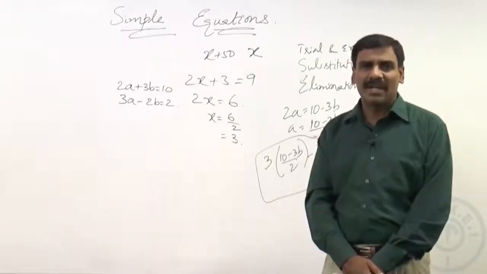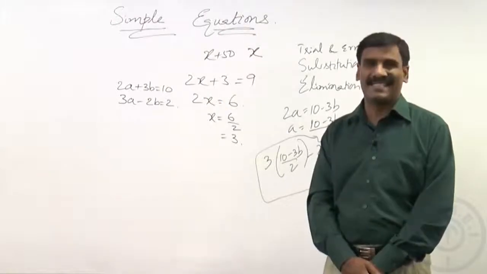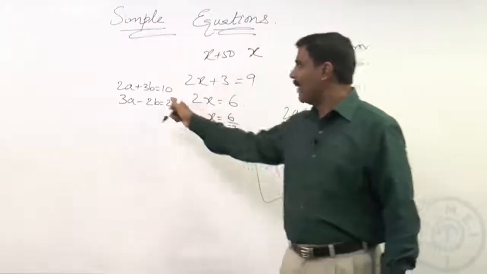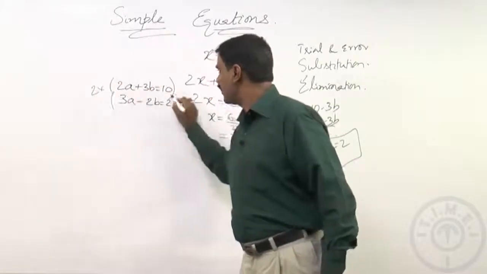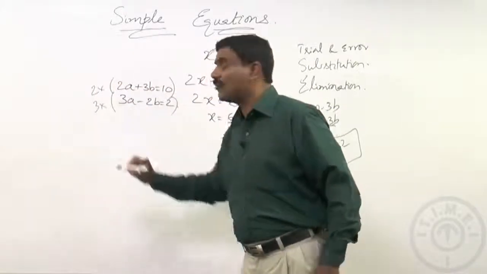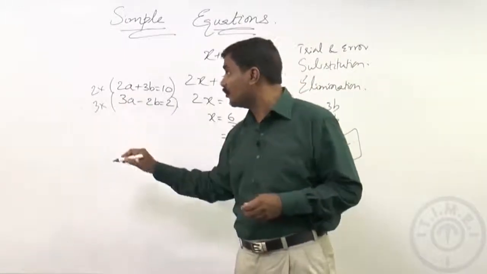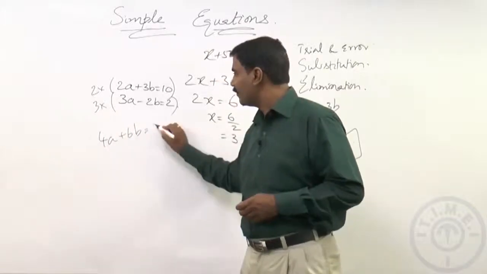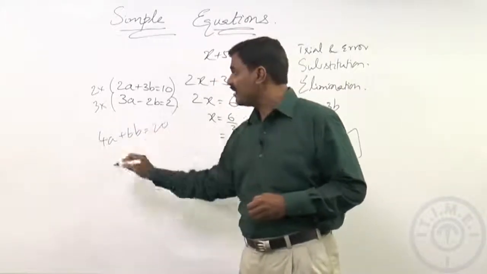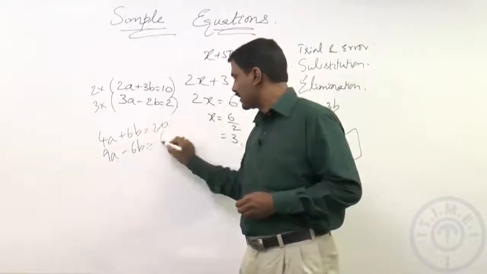Then by addition or subtraction, we'll be eliminating that particular variable for which we have made the coefficients the same. If you observe carefully, multiplying the first equation with 2 and the second equation with 3, we can make the coefficients of b the same in both equations. If we multiply the first equation with 2, it changes to 4a plus 6b is equal to 20. And the second equation with 3 changes to 9a minus 6b is equal to 6.